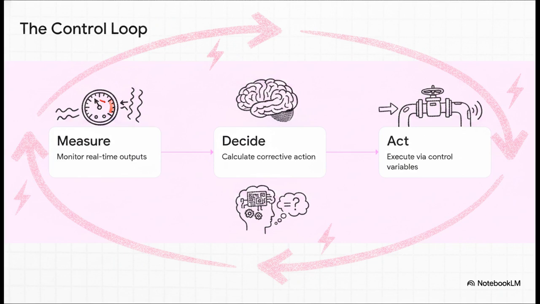We measure the real-time outputs. We decide on a corrective action using mathematical logic, and then we act, physically executing that decision through our control variables. Measure, decide, act, over and over again, in a matter of milliseconds.